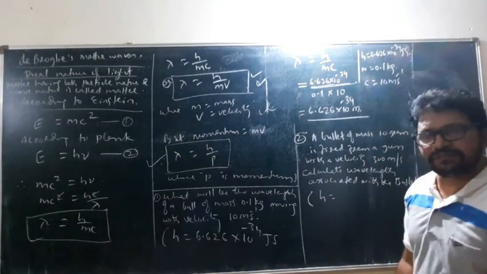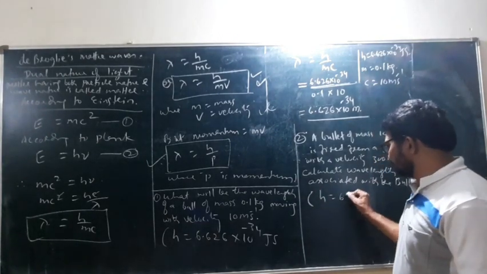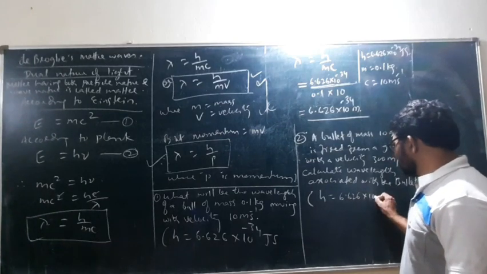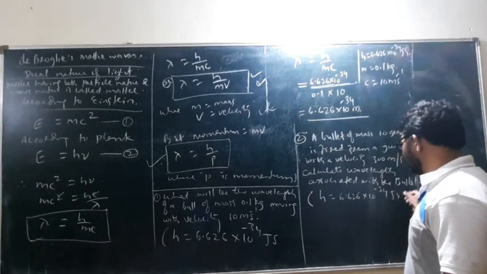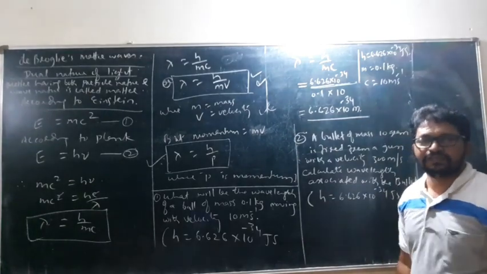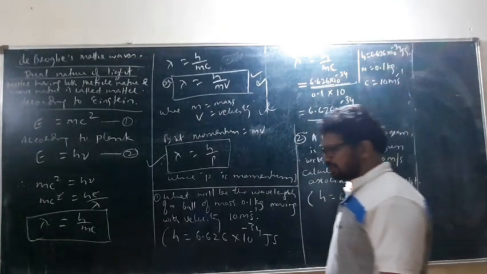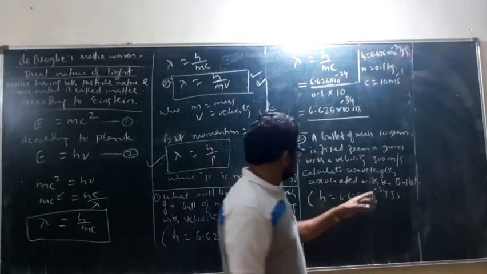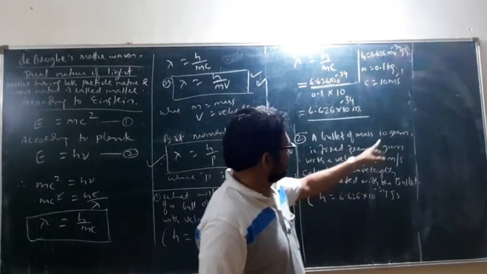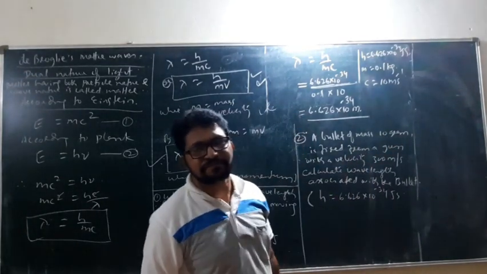What should be given? Tell me. h equal to 6.626 into 10 raised to minus 34 joules into second. You do this one. Only thing, this 10 gram you should convert into kg.